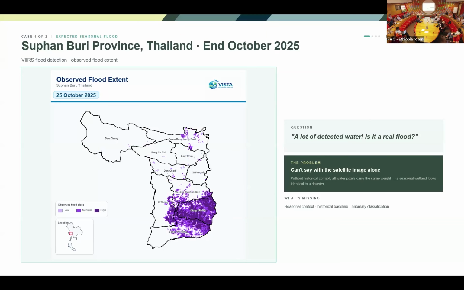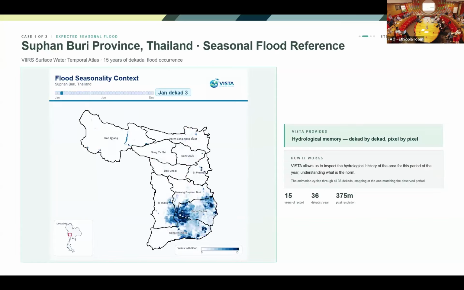We can't really say just by watching this data set. We really need the seasonal context, the baseline, and that's where we use Vista. This is the preview of Vista dataset for this province. We really need to stop at the right decade of the observation, third decade of October, here it is.